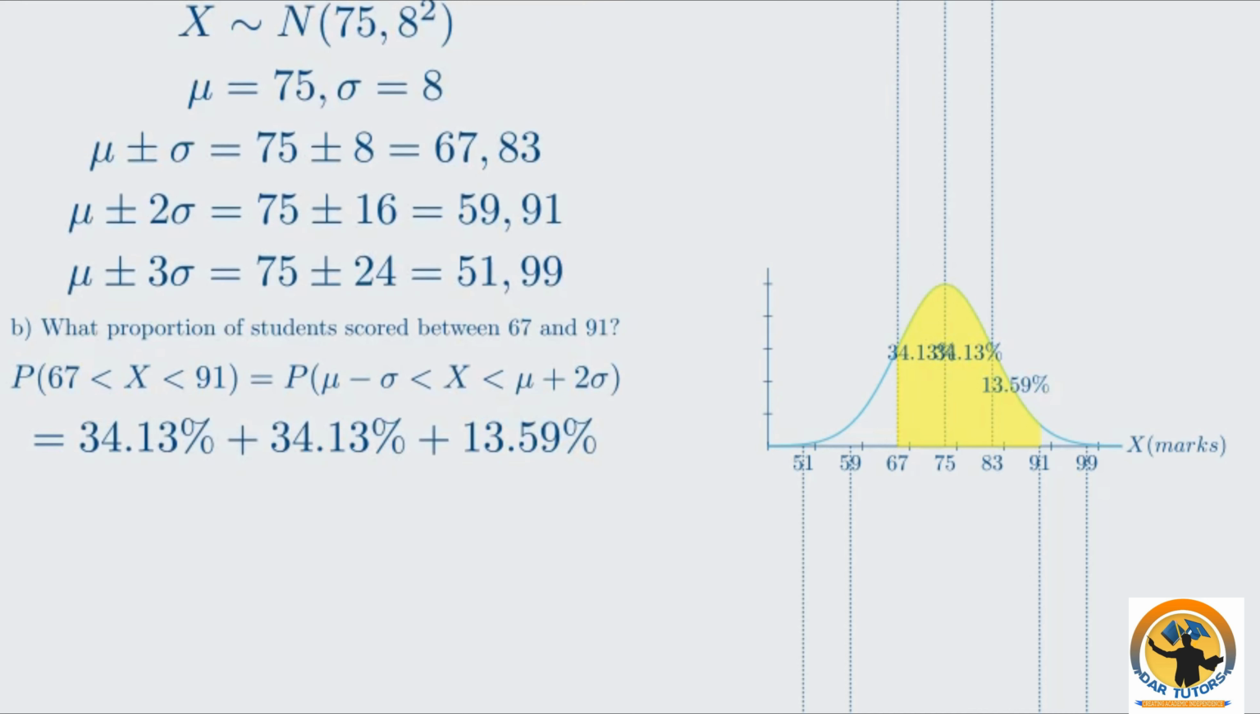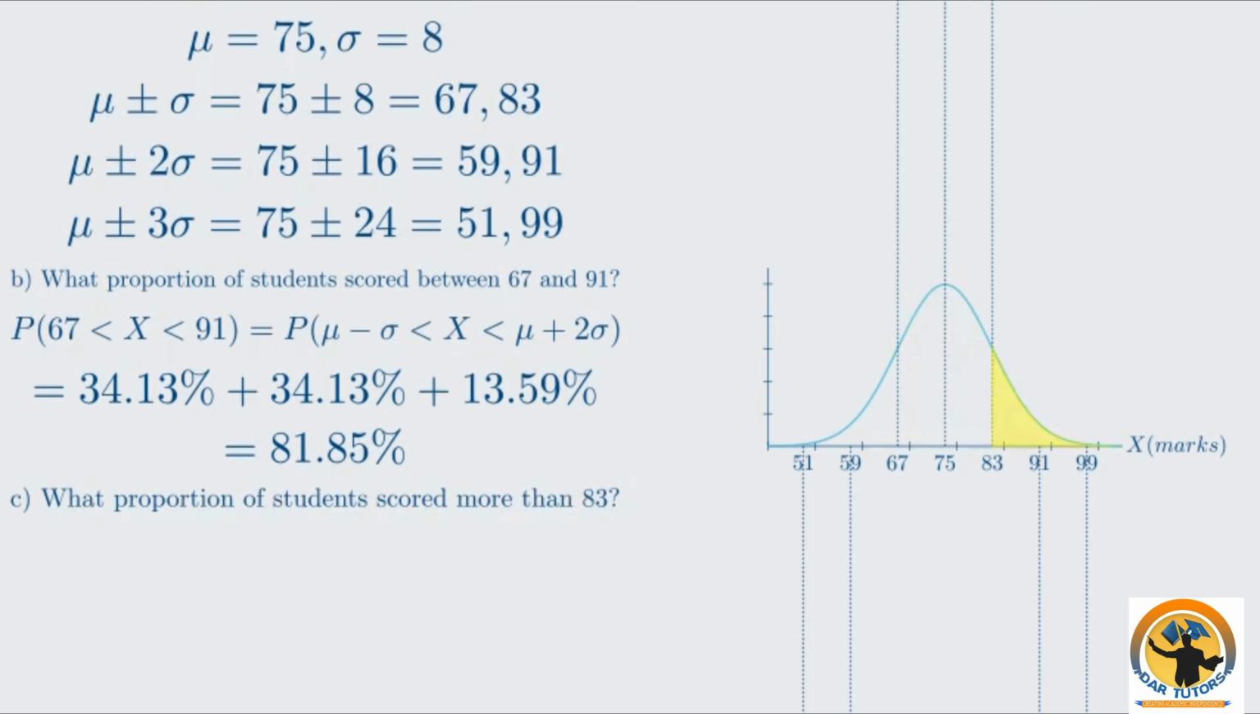Adding these three percentages together, we get a total of 81.85%. So, we expect approximately 81.85% of students to score between 67 and 91. Next, let's find the proportion of students who scored more than 83.